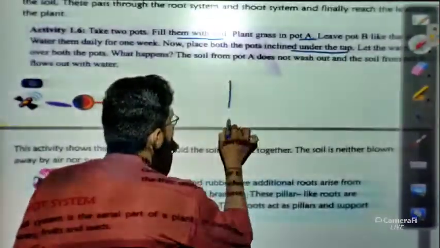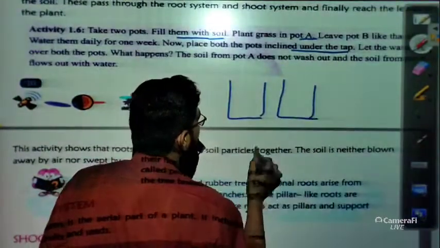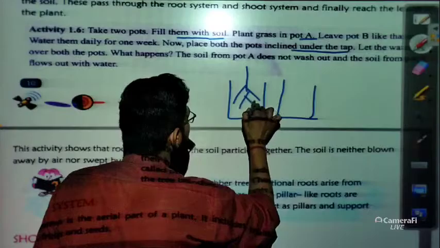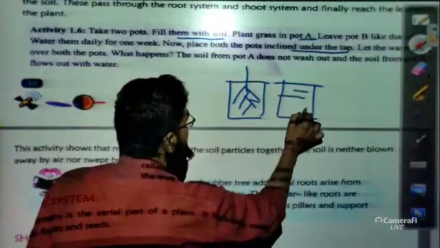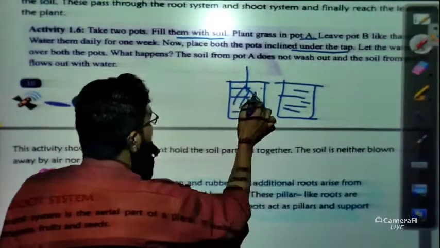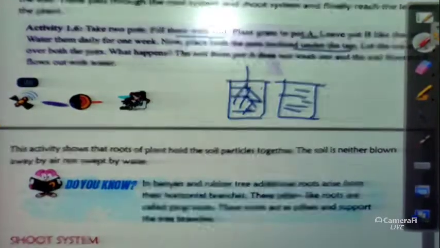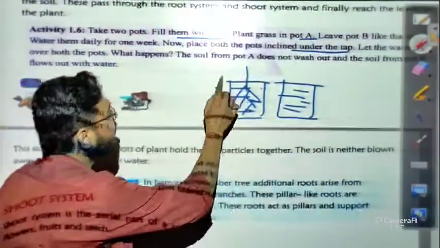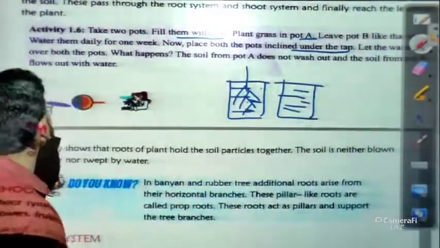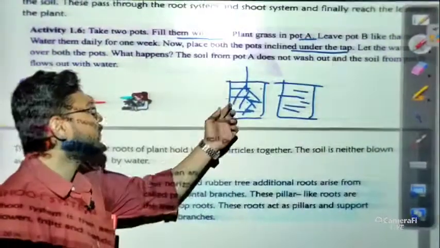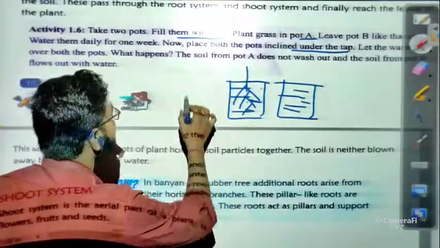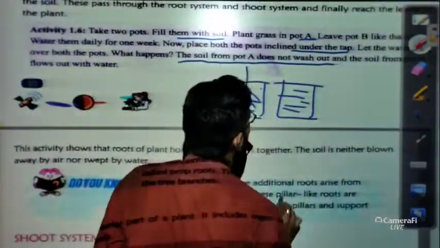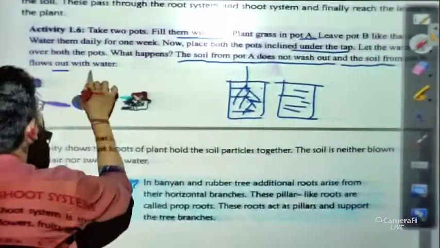That means if this is pot A and this is pot B, we put some grass on pot A, but pot B we just leave as it is. Only soil is there in pot B. Here in pot A soil is there, but one grass plant is also there. So what do we observe? If we put some water on it, we will see that the soil from pot A does not wash out, while the soil from pot B flows out with water.